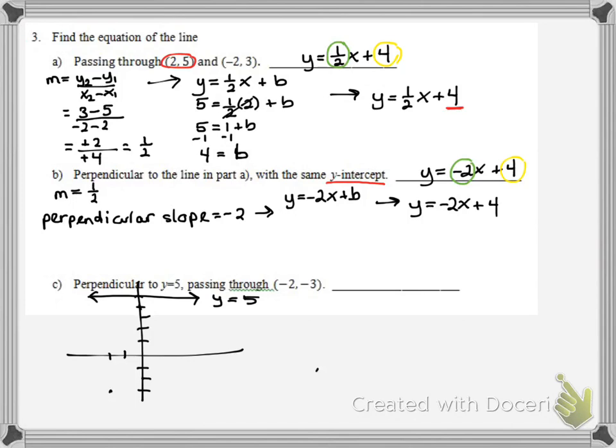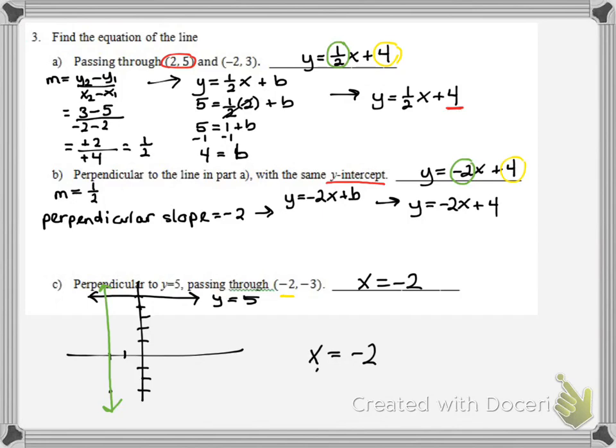We want to be perpendicular to this line, which means we need a vertical line. So we want a line that goes through (-2, -3), but is perpendicular to y equals 5. So this is the line we're talking about. It's clearly vertical. Every point on that line has the same x value. If it goes through the point (-2, -3), the x value must be negative 2. So what that tells me is my line is x equals negative 2. Okay, the picture is helpful.